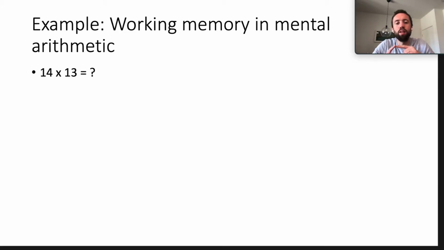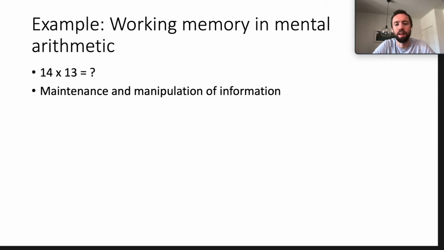So you might have done this a different way, but it's likely that at some point you had to hold some information in your mind and then combine it or manipulate it in some way. So really working memory is a really fundamental component of mental arithmetic, which is itself a fundamental component of mathematical ability and many related abilities in academia. So here we see a good example of the maintenance and manipulation of information and how it can go on and affect your academic performance.